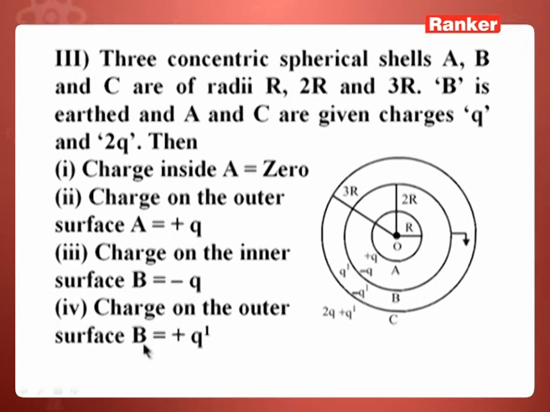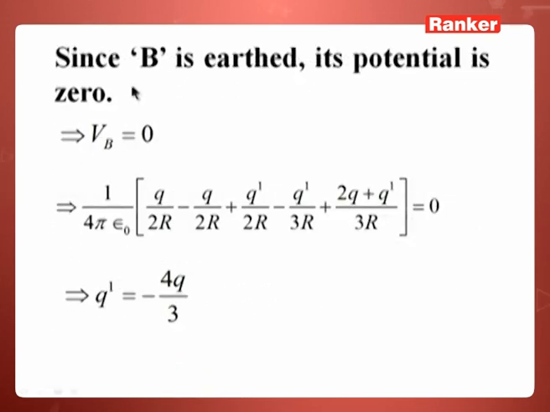What would be the charge on the outer surface of B? Outer surface of B now can be taken as plus Q dash. The charge on the outer surface of B is now plus Q dash. But you all know that B is earthed. So what should we write? Since B is earthed, its potential is 0. The potential on the surface should be 0. That means VB should be 0. VB 0 means, what is the equation for that?